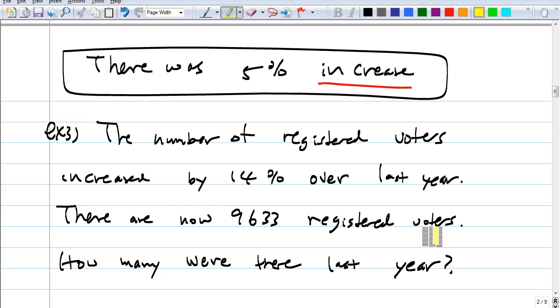It's a little bit different than example 2, but really similar. The number of registered voters increased by 14% over last year. And if you don't know what registered voters are, that's not important. It's just something that increased 14%. There are now 9,633 registered voters. How many were there last year?